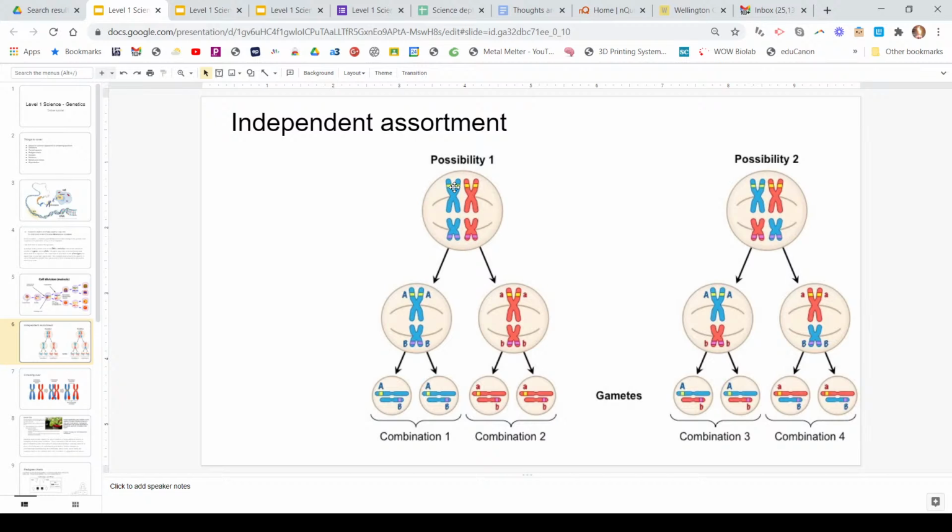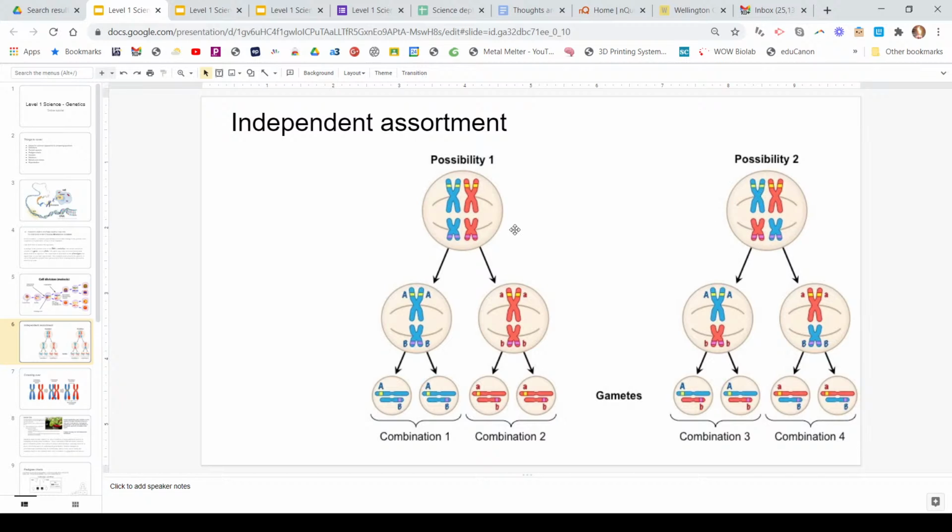Now it could be that you have all of dad's forming on the left-hand side and all of mum's on the right. It's quite unlikely. What's more likely is that this one's dad's on the left and this is one of mum's on the left. And remembering this is a simplified diagram, for humans we're dealing with 23 pairs of these chromosomes rather than just 2 pairs.